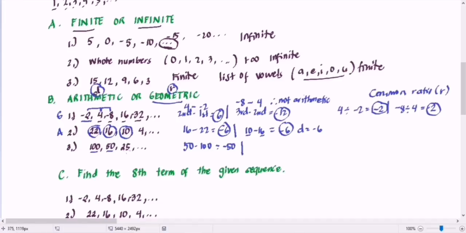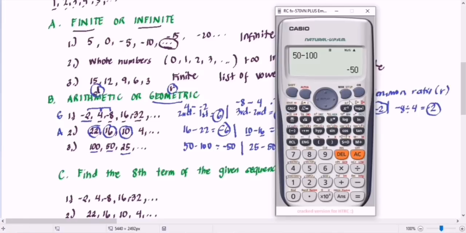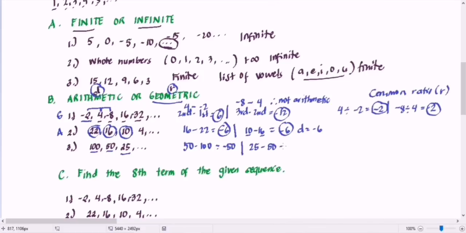Then, try natin yung pangalawa. 25 minus 50. Kapag negative 50 ang naging sagot dito, ibig sabihin, common difference. 25 minus 50. So, check natin. 25 minus 50, that is equal to negative 25. So, kung mapapansin nyo, hindi parehas yung naging sagot. Kasi ang sagot natin dito ay negative 50, dito ay negative 25. So, it is not arithmetic.